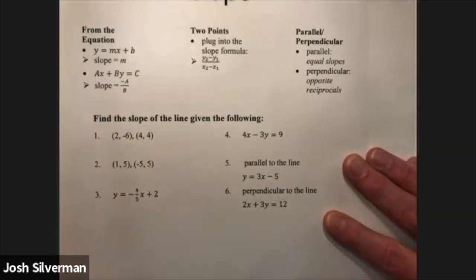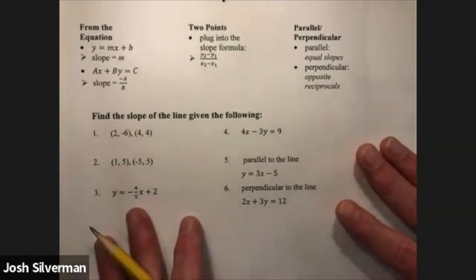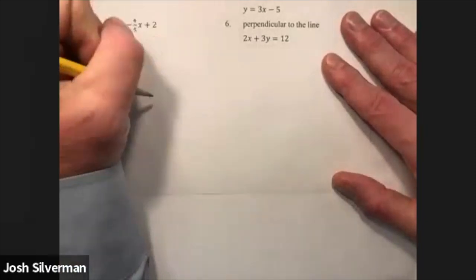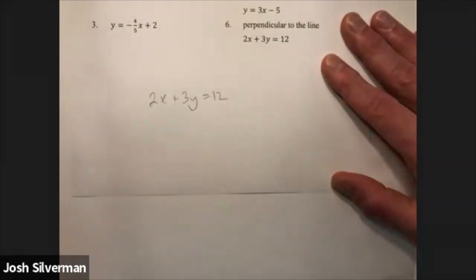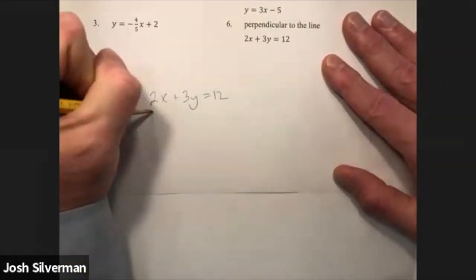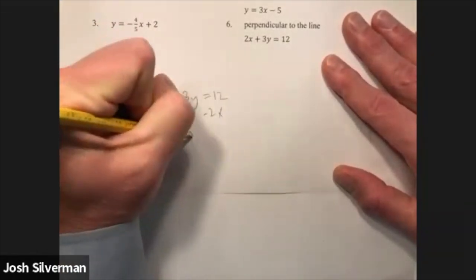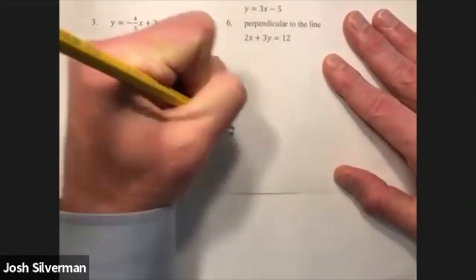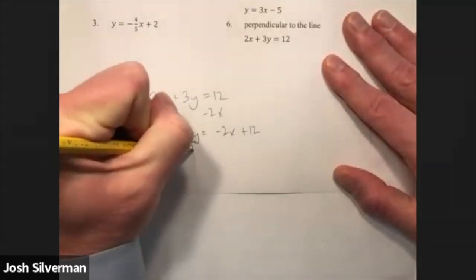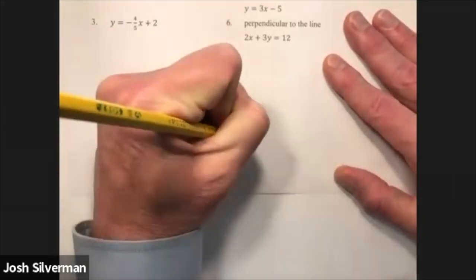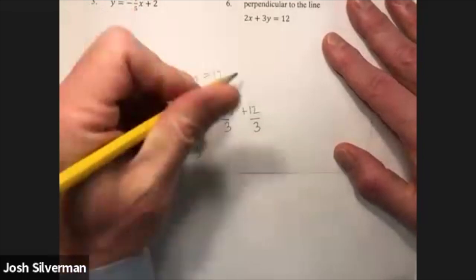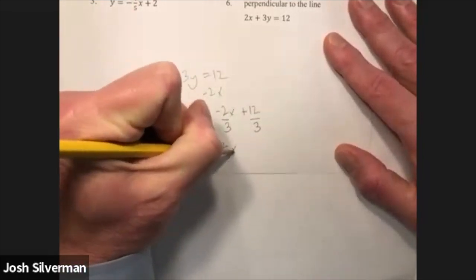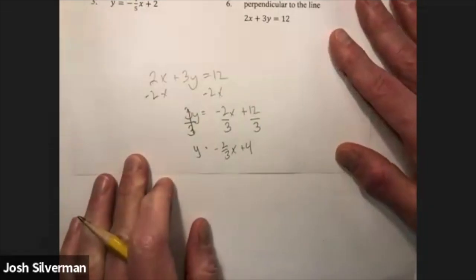Now, if you're anything like me, when you learned how to find the slope in standard form, it looked something like this. 2x plus 3y equals 12. Find the slope. Oh, I hate doing these. All right, I know what to do. Subtract the 2x. 3y equals negative 2x plus 12. Divide both sides by 3. And what are we left with? y equals negative 2/3 x plus 4.